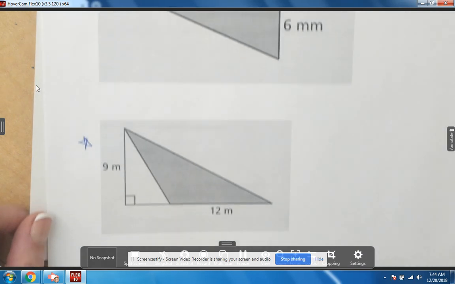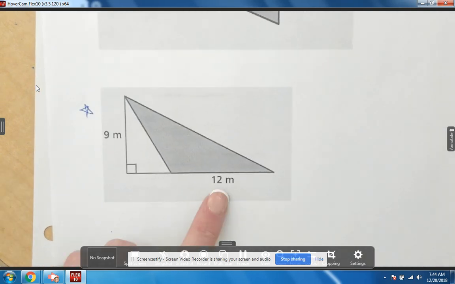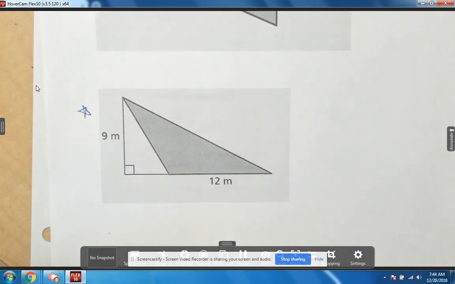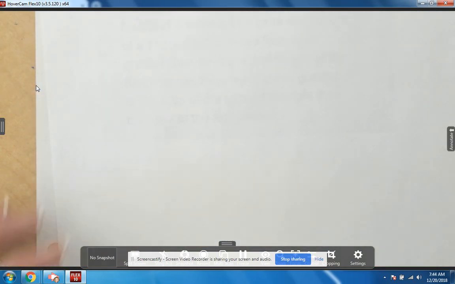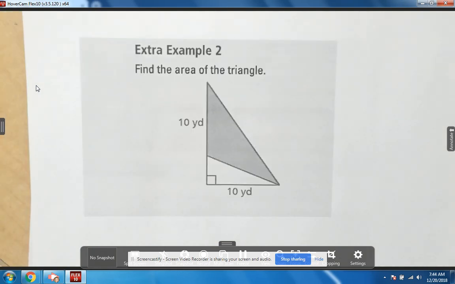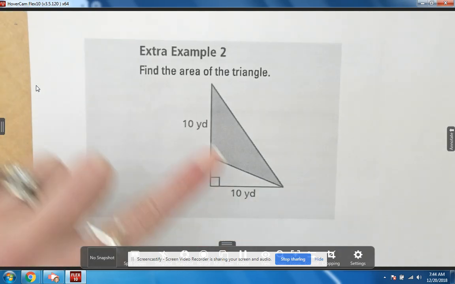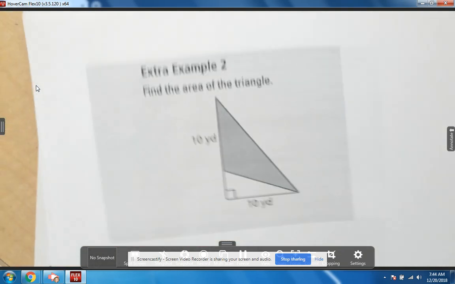If you tried that one, I want you to try this one. Base times height divided by 2. Okay, try this one as well. Find the area of the triangle, base times height divided by 2.